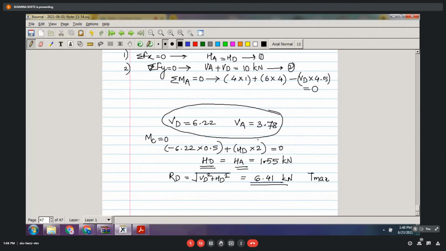And as I have VA and HA, can I find out angle theta? If I call it theta A, it will be tan inverse of VA by HA. Tell me how much you get. 76 degree. Are you getting 76 degree, all of you? For this VA and this HA.